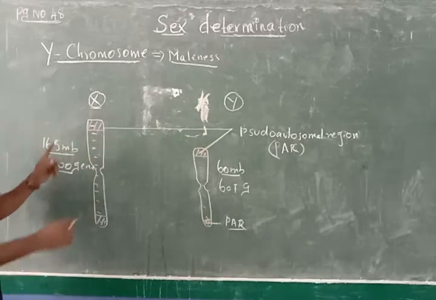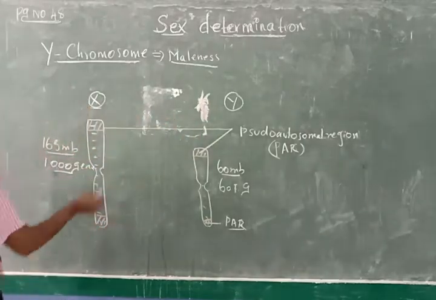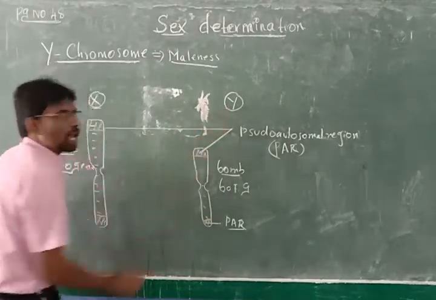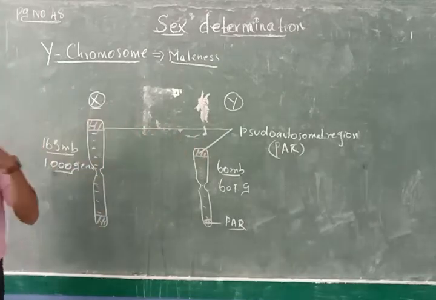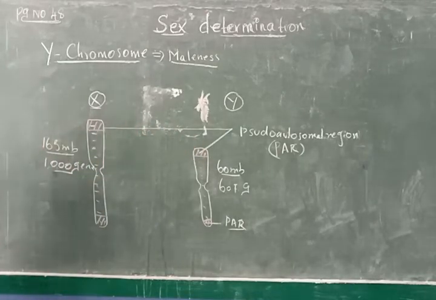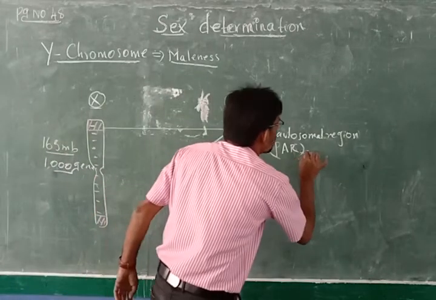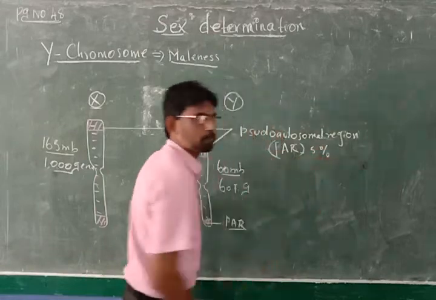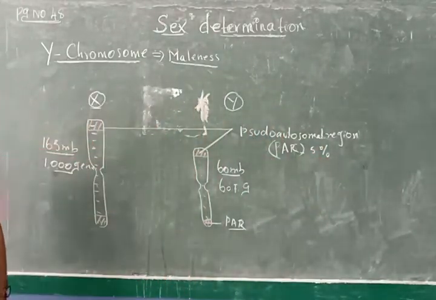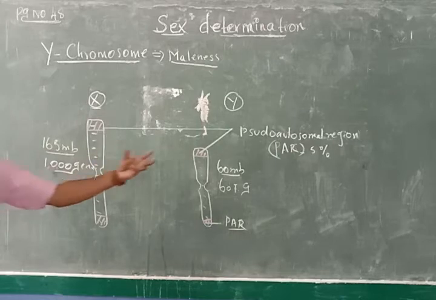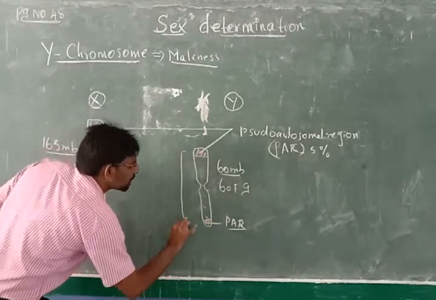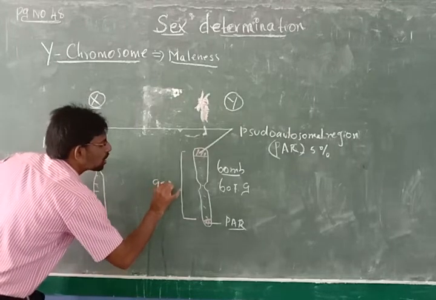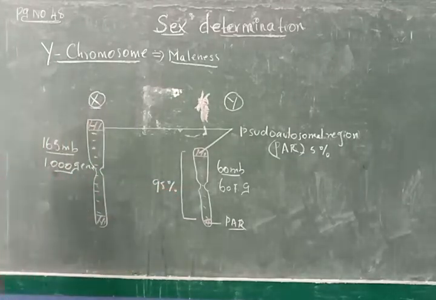Understand? So when the female's X chromosome and the male's Y chromosome combine together, these two areas also combine with each other, synapse with each other, join with each other. That means this region is only 5%. So in both the chromosomes, the similar region is only 5%. The rest, 95%, is not similar.